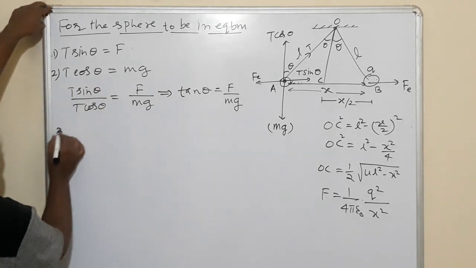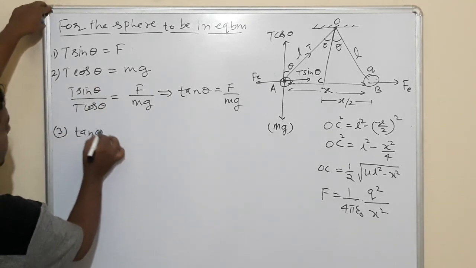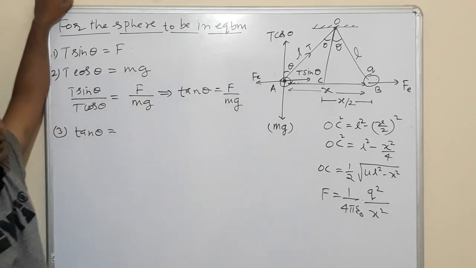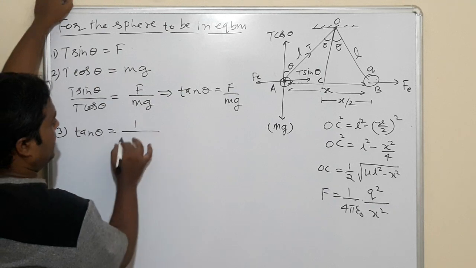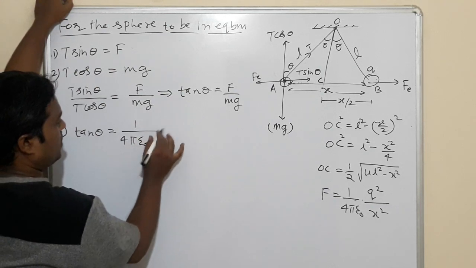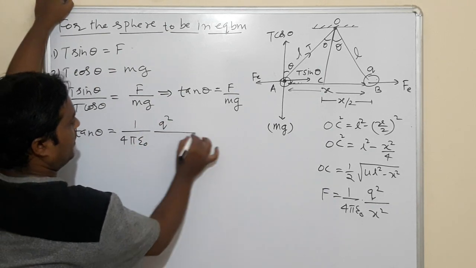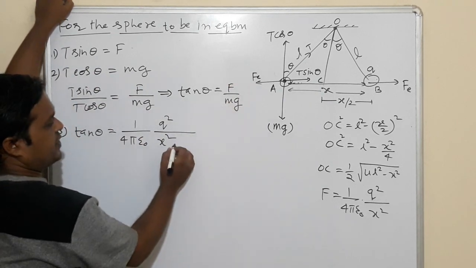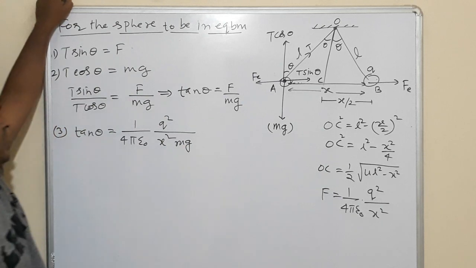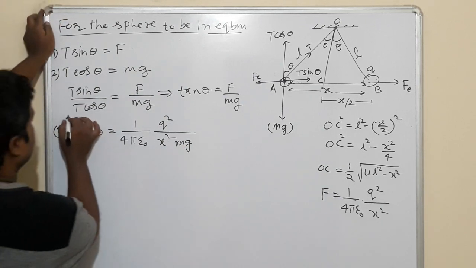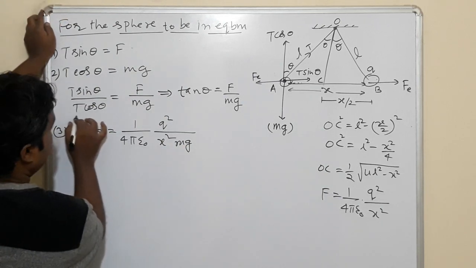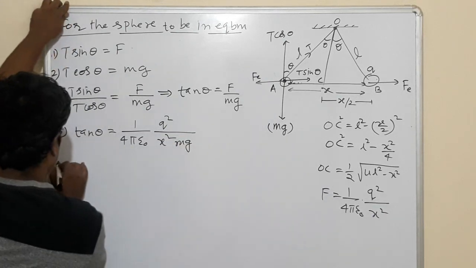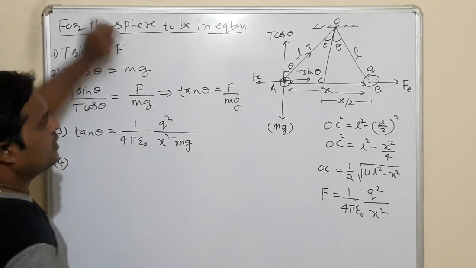Then to calculate theta, this is the formula that we are going to use. Tan theta is equal to, what is F? F is 1 by 4 pi epsilon naught Q square divided by x square. This must be divided by mg. So we will write mg here. This means this is the formula we can use to find the value of theta. Then you see, what is equation number 4?